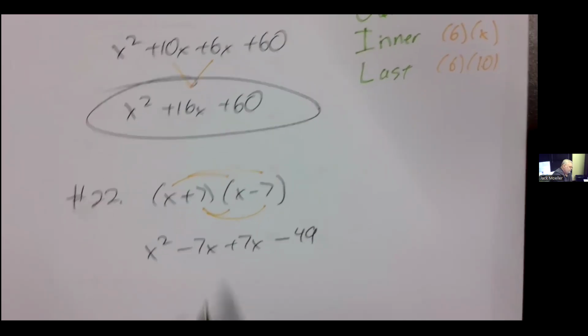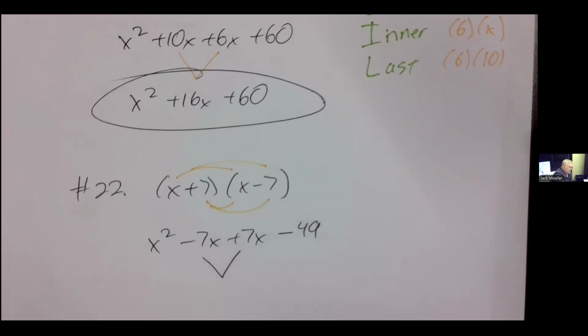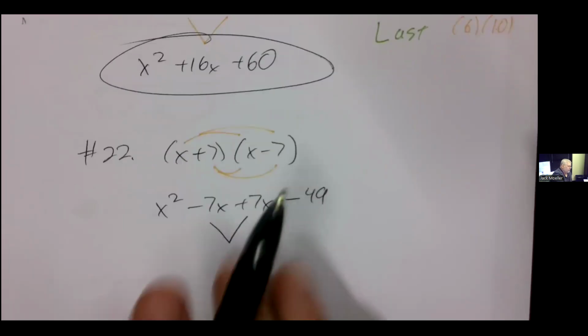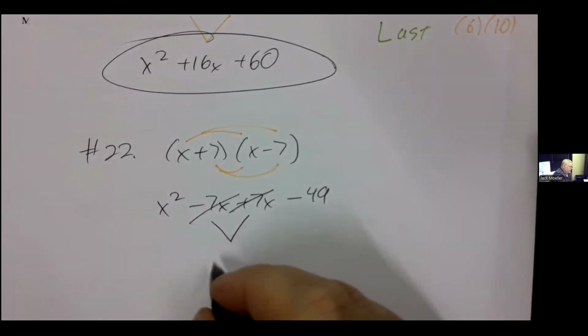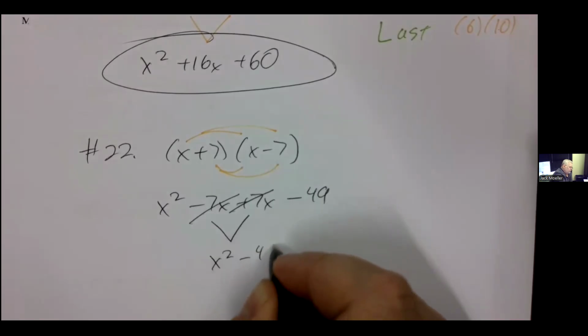Now what do we do? Well, what is minus 7x plus 7x? Something I hear a fair amount, particularly at the beginning of the semester, a lot of times people say that's x. But remember, if you're saying x, that's implying it's 1x. But minus 7 plus 7 goes to 0. So those actually cancel out, because that's 0x, which is just 0. We get x squared minus 49.